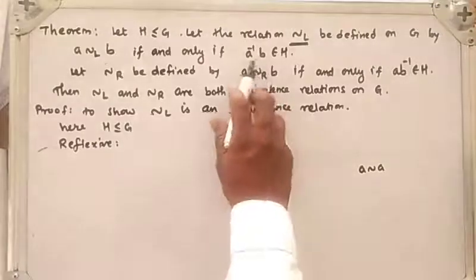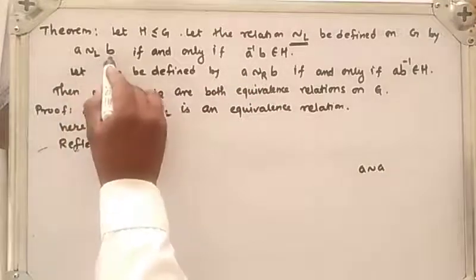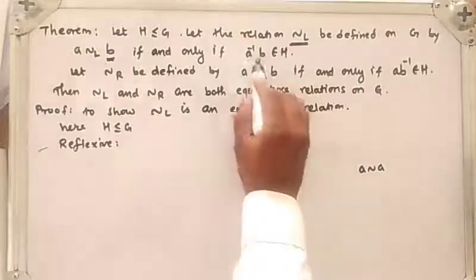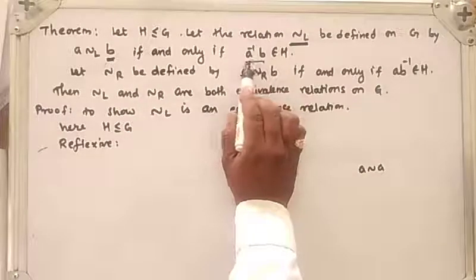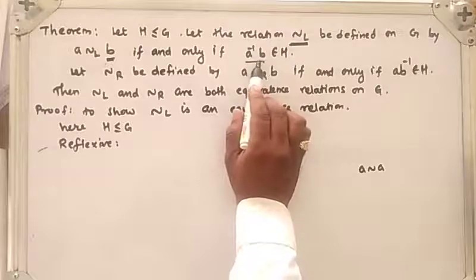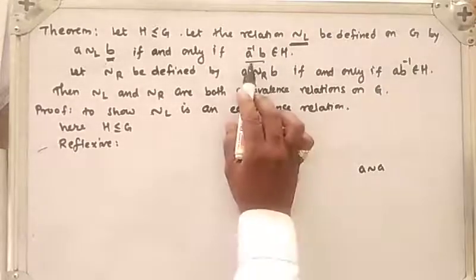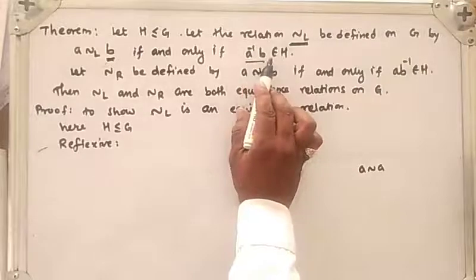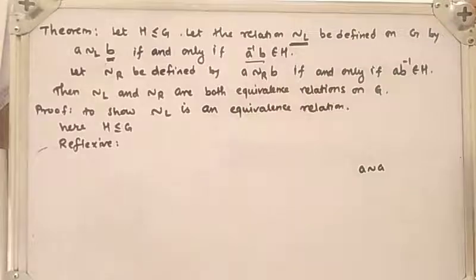So in this expression, A equivalent to B, I will replace B by A. What will we get? A inverse A. A inverse A will be the identity, because A inverse is the inverse element of A. So A inverse into A is equal to identity, and we know that H is a subgroup, which means the identity element belongs to H.